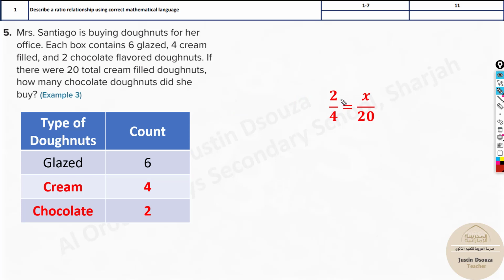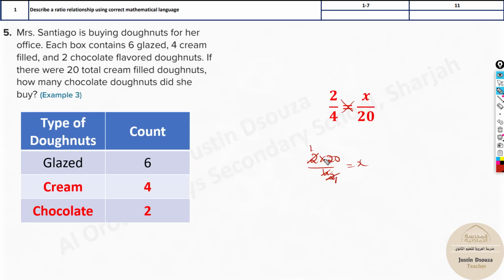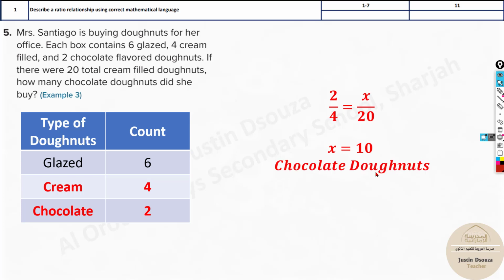Now again it's cross multiply. It will be 2 into 20 by 4 equals x. Now you know the table of 2 and you know the table of 4 as well. You can do any way. What I would do is 2 times 1, 2 times 2, dividing both by 2. And now you can divide this 1 time, this 10 times, and the answer will be 10. So x is 10. So 10 chocolate donuts will be there.